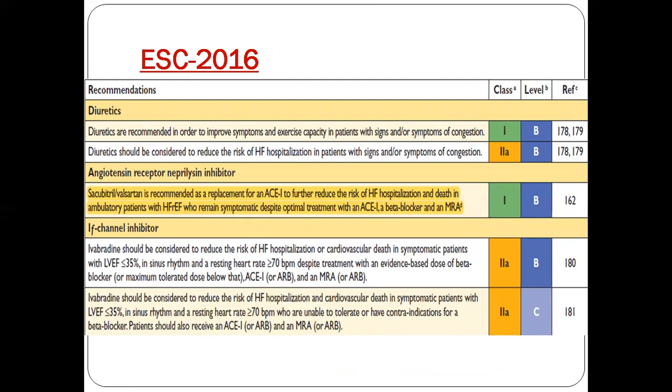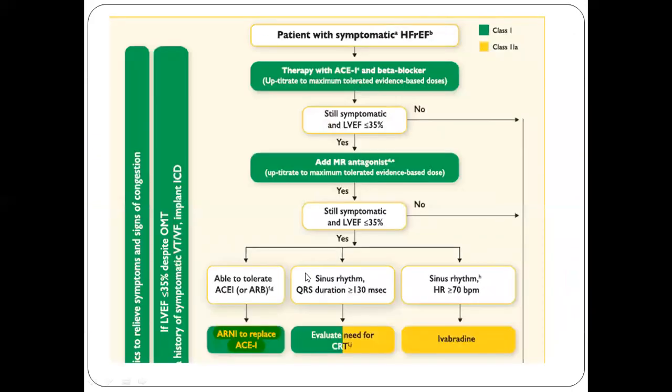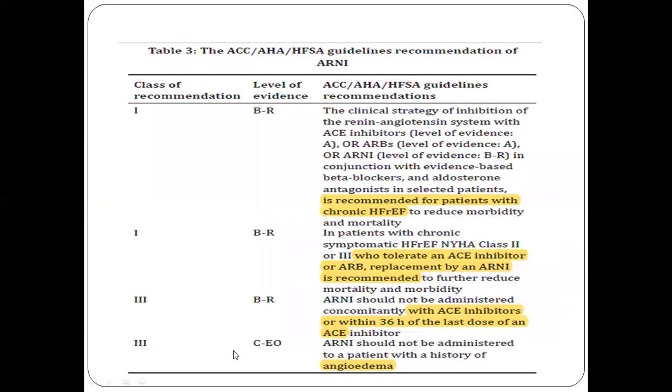This study was reflected in the ESC, European Society of Cardiology, 2016 guidelines, which mentioned that sacubitril valsartan is recommended as a replacement for an ACE inhibitor to further reduce the risk of heart failure hospitalization and death in ambulatory patients with heart failure with reduced ejection fraction who remain symptomatic despite optimal treatment with an ACE inhibitor, a beta blocker, and an MRA. So they said that if any patient remains symptomatic even on ACE inhibitors, beta blockers, and mineralocorticoid receptor antagonists, they should change ACE to ARNI, which was a class 1 recommendation. That is, it definitely should be done. Similarly, there was a mention of ARNI to replace ACE inhibitors. Even the American Heart Association has implied the same thing. They showed ARNI is recommended for patients with chronic heart failure with reduced ejection fraction.